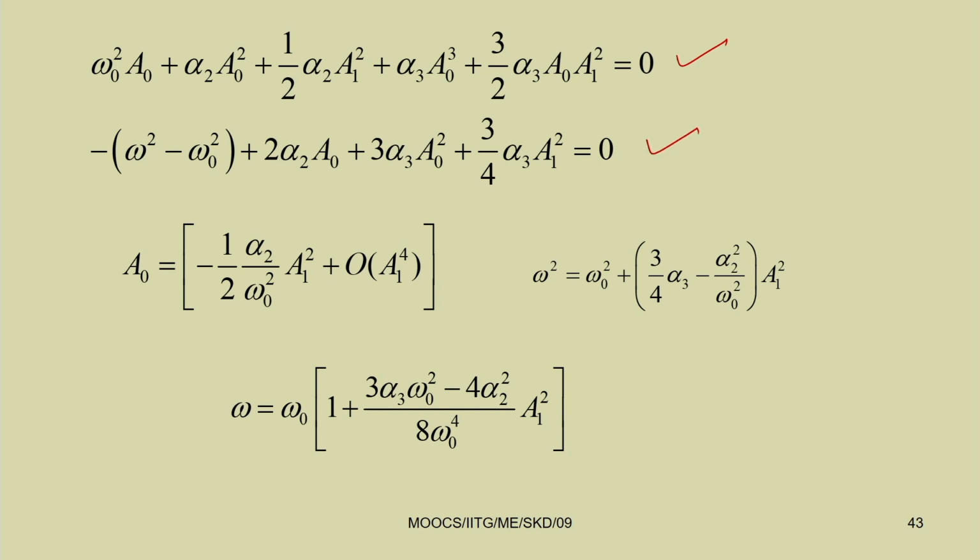By putting the constant term equal to 0, we got the expression omega 0 square a 0 plus alpha 2 a 0 square plus half alpha 2 a 1 square plus alpha 3 a 0 cube plus 3 by 2 alpha 3 a 0 a 1 square equal to 0. And the second expression, by substituting the coefficient of cos phi equal to 0, we got this expression: minus omega square minus omega 0 square plus 2 alpha 2 a 0 plus 3 alpha 3 a 0 square plus 3 by 4 alpha 3 a 1 square equal to 0.